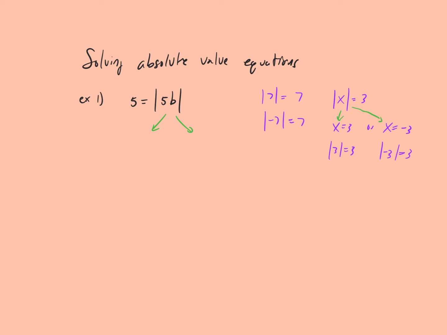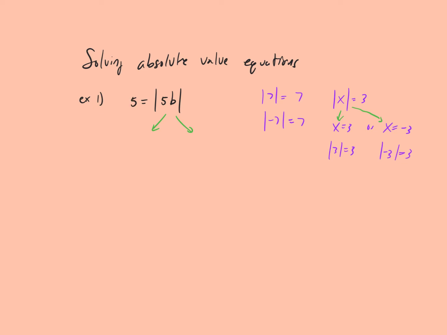So notice that the x didn't change signs. X was x both times. What was inside the absolute value bars didn't change. It was what was over here that changed. The 3 was 3 once, and the 3 was -3 once. So what's going to be in here is not going to change. This is the part that's going to change.